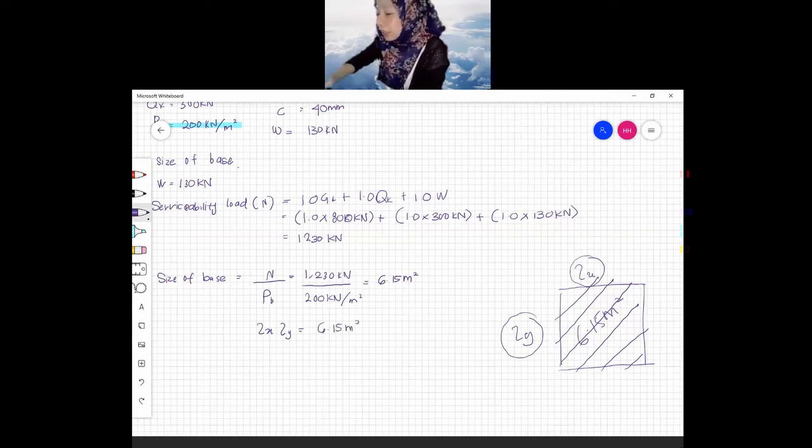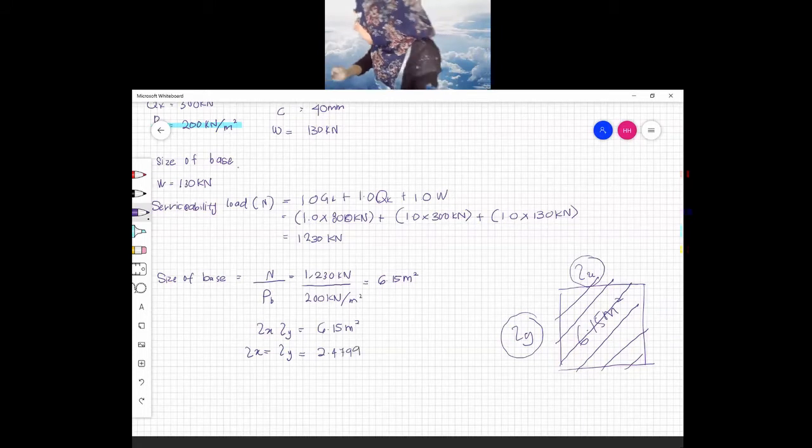If you square root, you will get LX equals LY, which is 2.47991935 and so on. But you can put 2.48. Okay, 2.48, this is in meter. This number is not really a nice number to see. But we must make sure that the number is practical.